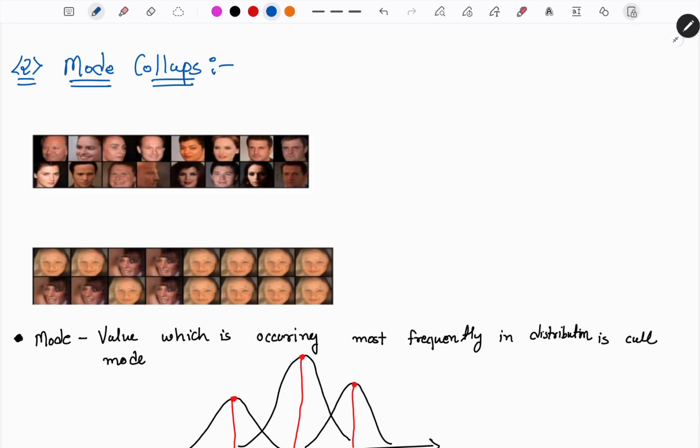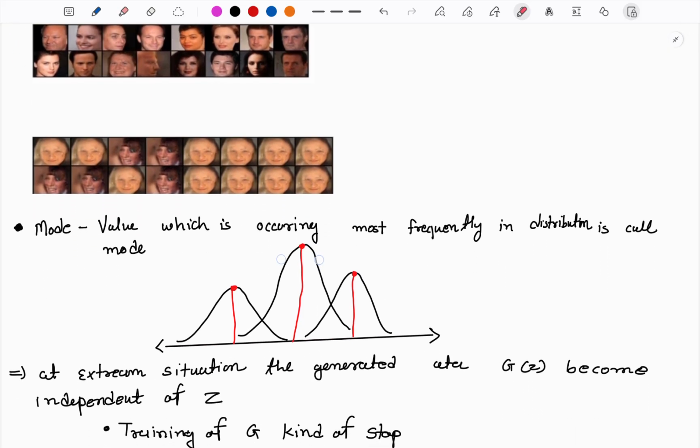So this is all about the vanishing gradient problem. Now let's discuss the second problem which is associated with the GAN. The second problem associated with the GAN is mode collapse. What is this problem? Before understanding the mode collapse problem, let's first try to understand what a mode is.